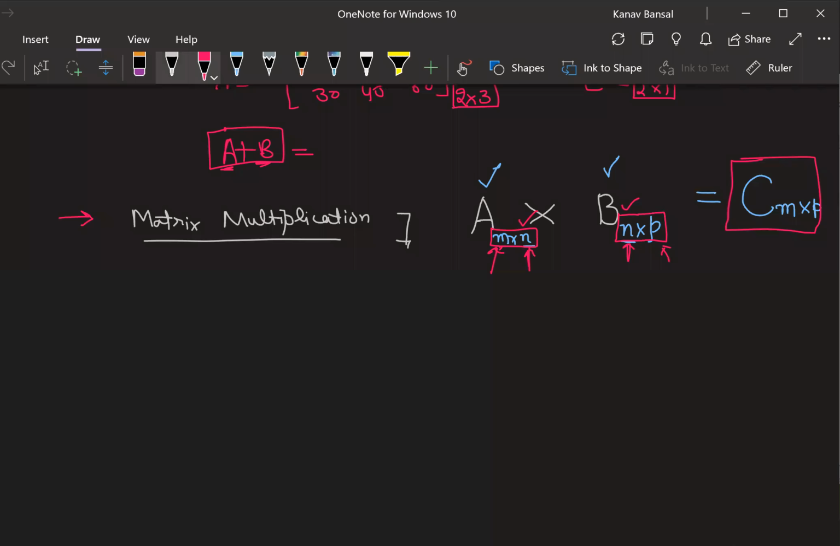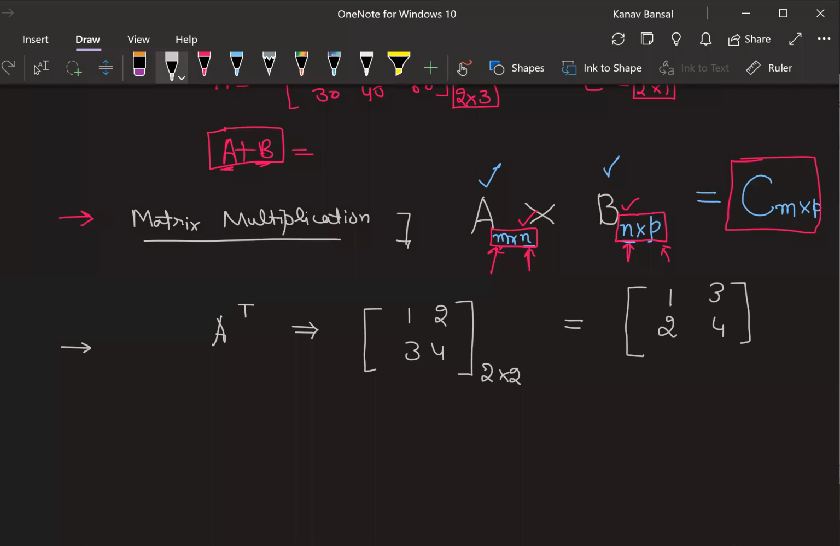All right. The final topic for matrices is, if I take a transpose of a matrix A, what will be the output? Let's say I have a matrix A which looks like 1, 2, 3, 4. If I want to take the transpose of this matrix of shape 2 cross 2, what will be the output? Yes, the order will be reversed. Correct. The rows and columns are going to interchange, right?